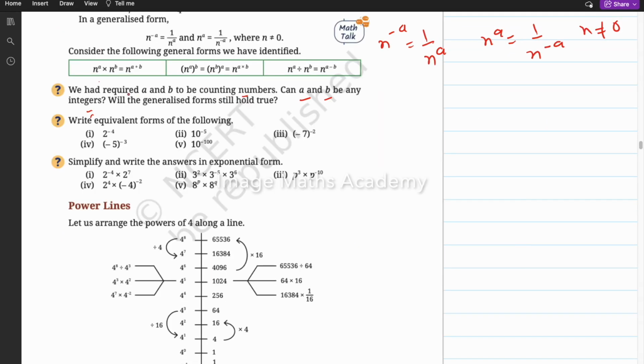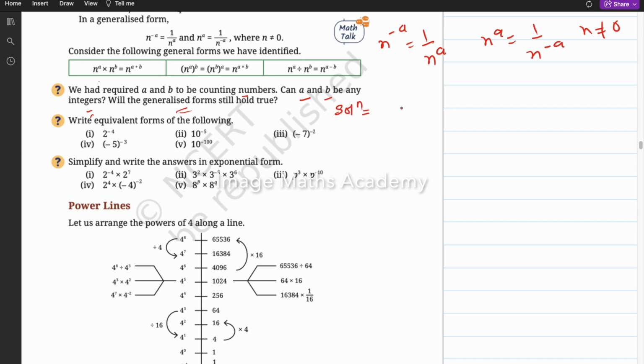Page number 29. The question is, we had required a and b to be counting numbers. Can a and b be any integer, and will the generalized form still hold true? If they are any integer, is the generalized form still true?